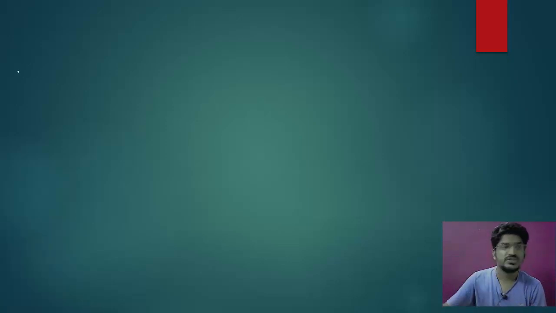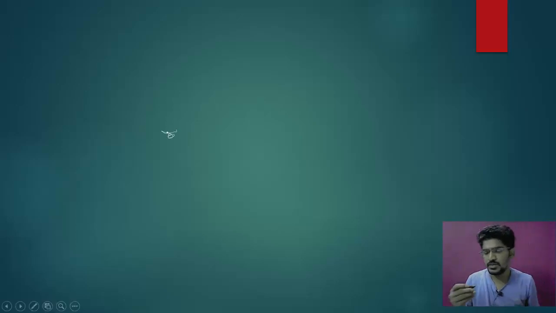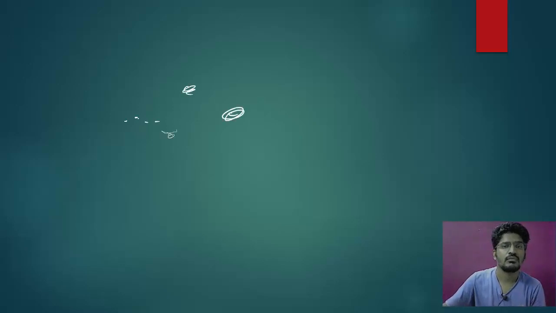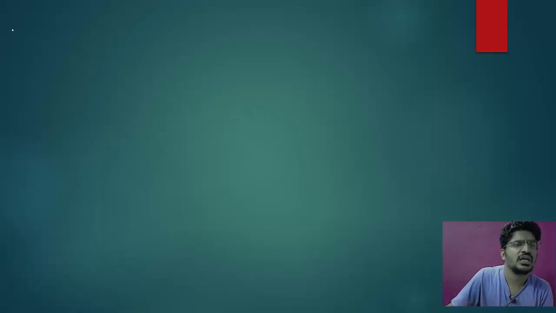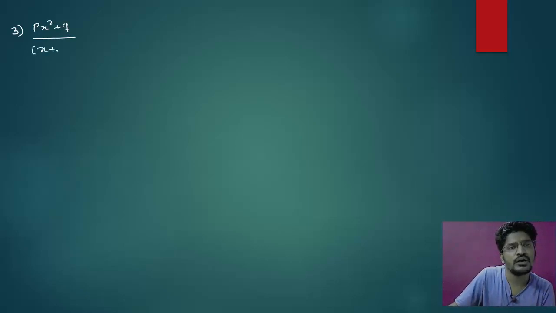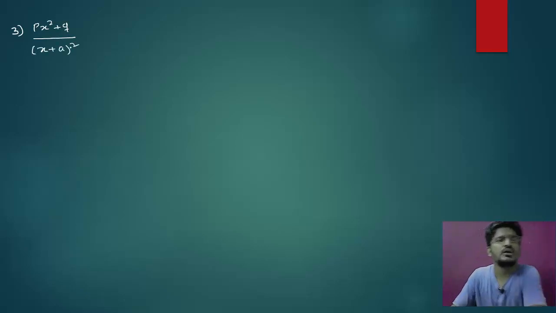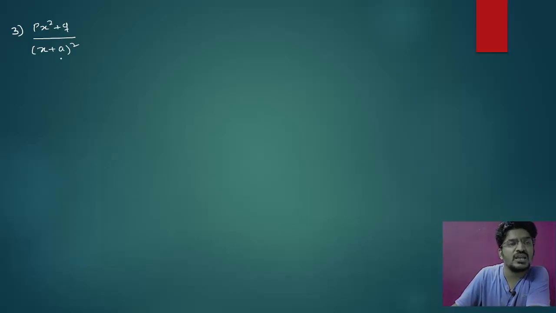Okay, let us see linear repeated roots. So now let us go for linear repeated root. That is (px² + q) divided by (x + a) whole square. Clear? Here you can see this is linear repeated roots, where a is repeated 2 times.